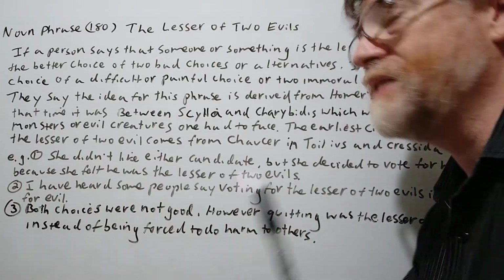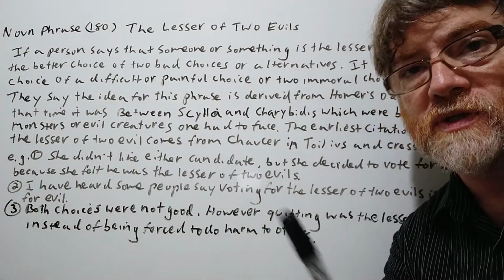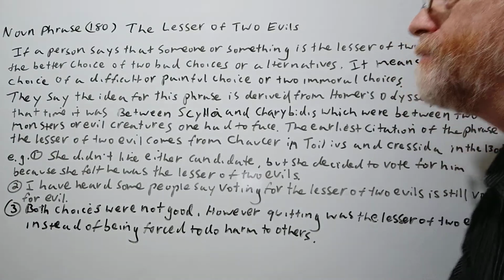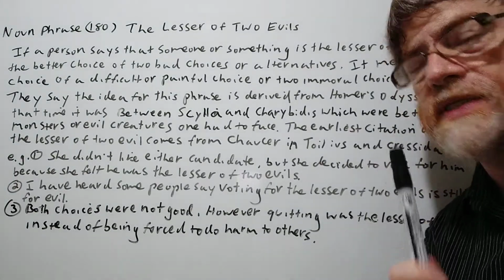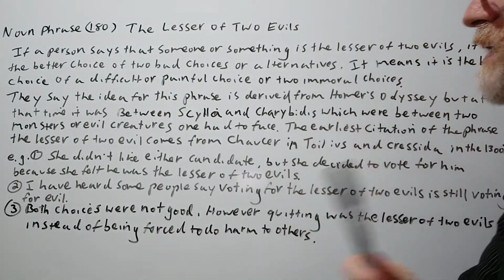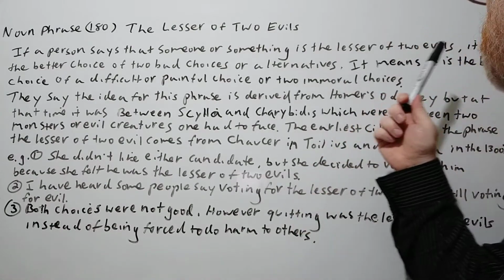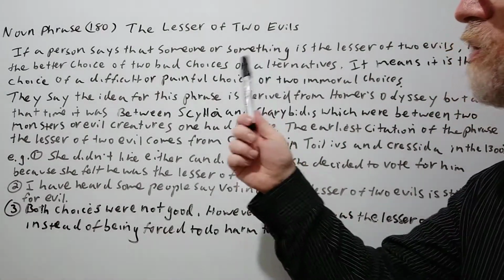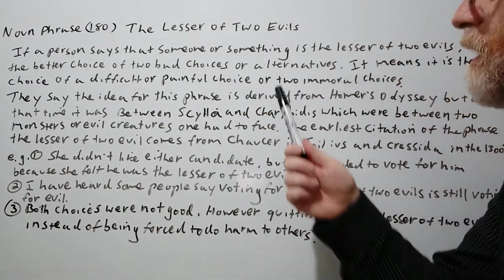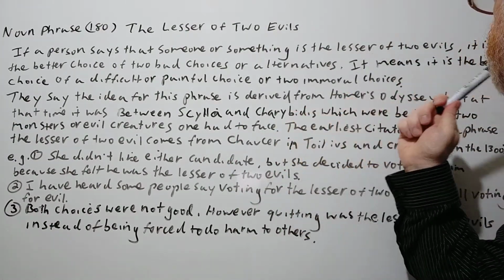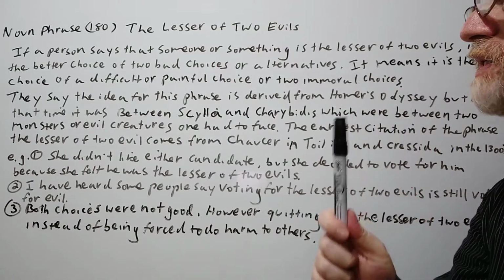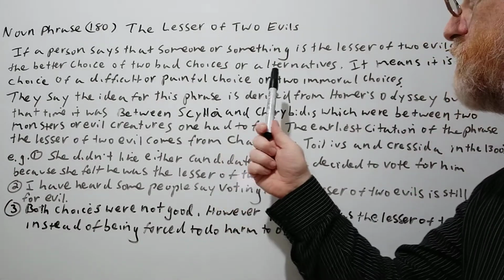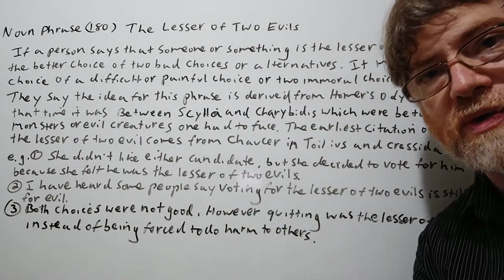Noun phrase today is the lesser of two evils. Okay, let's take a look at the note here. If a person says that someone or something is the lesser of two evils, it is the better choice of two bad choices, or alternatives. It means the best choice of a difficult or painful choice, or two immoral choices.